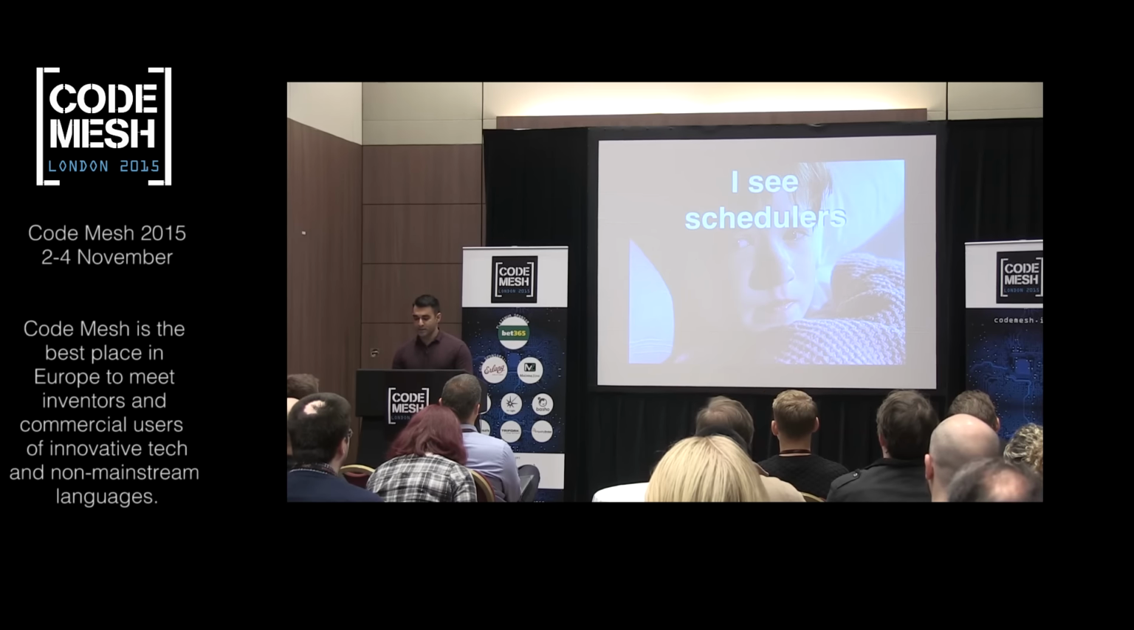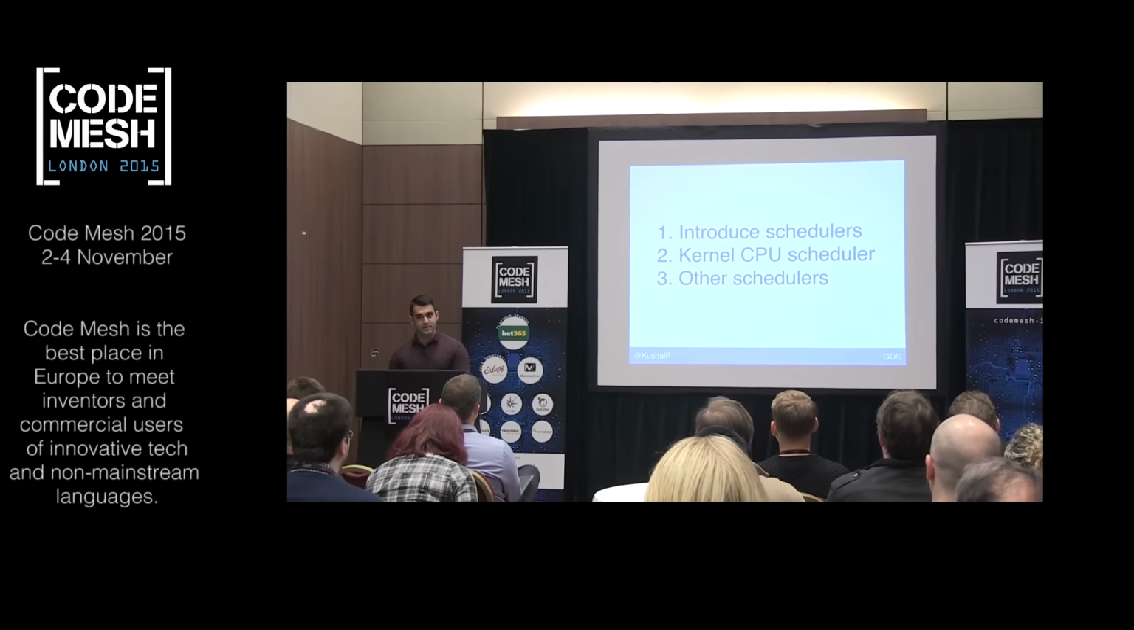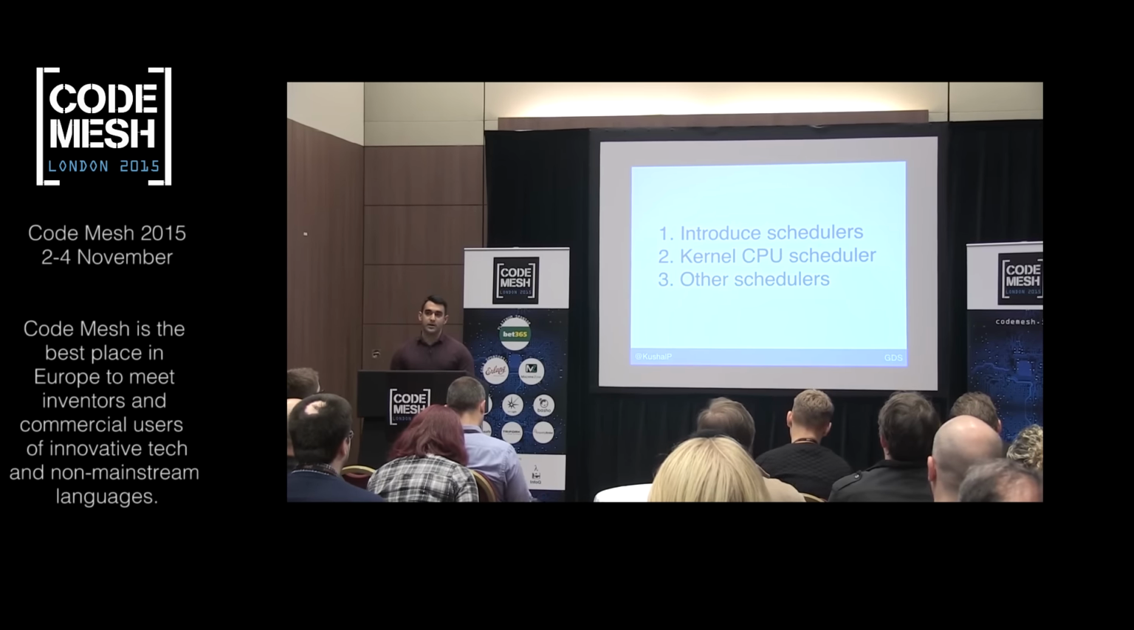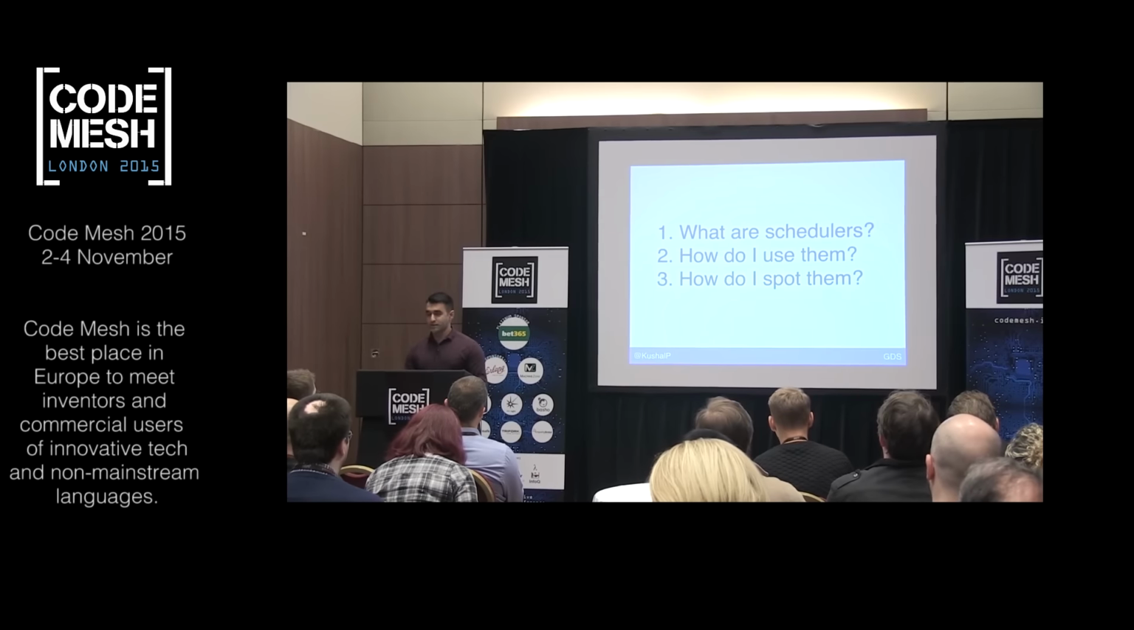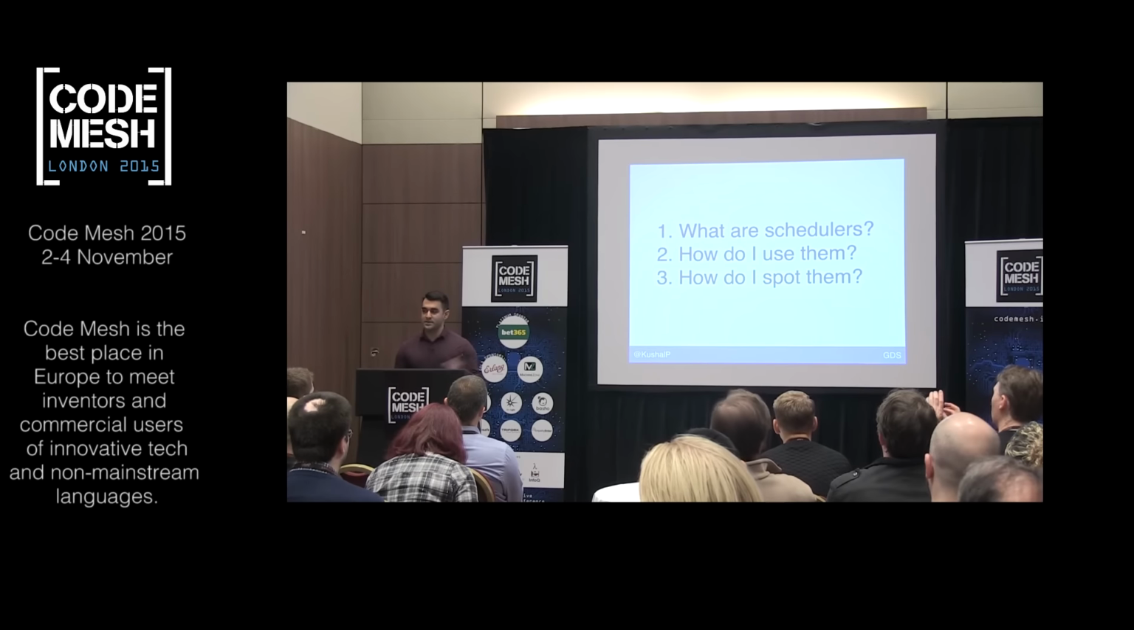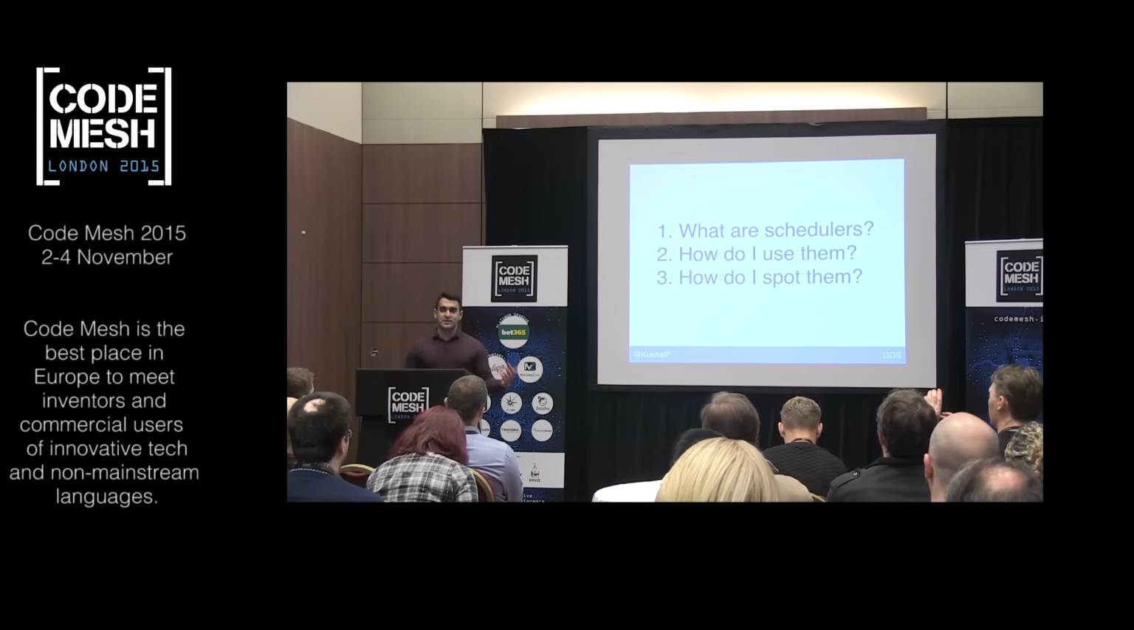The talk is structured in 3 parts. I'm going to introduce schedulers, I'm going to talk about the Kernel CPU scheduler, and then I'm going to talk about some other schedulers building on that information that you already then know. The other way to look at the structure of this talk is there are 3 questions. What are schedulers? How do I use them? And how do I spot them? The third one is really important because, as Garrett suggested at the start, many of you use schedulers day in and day out.